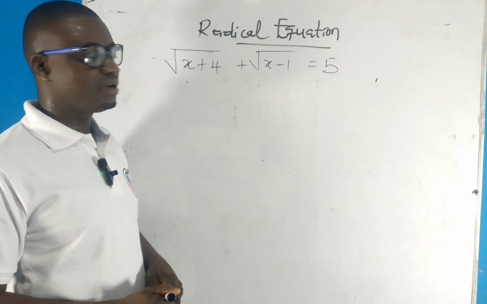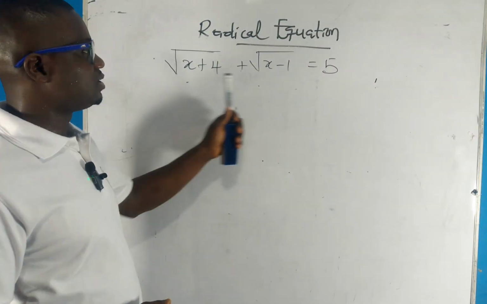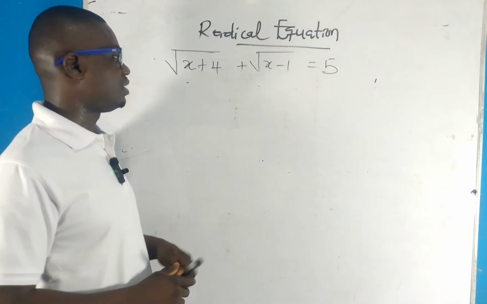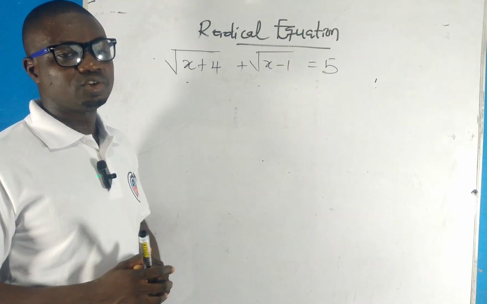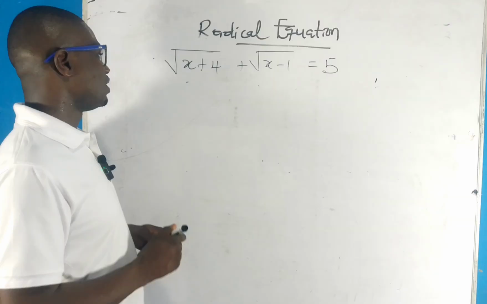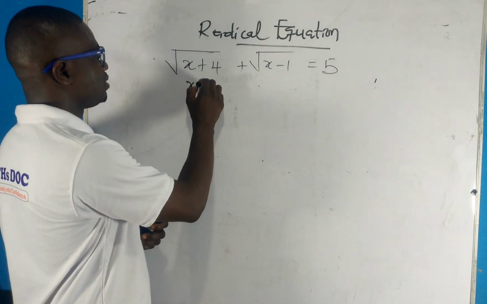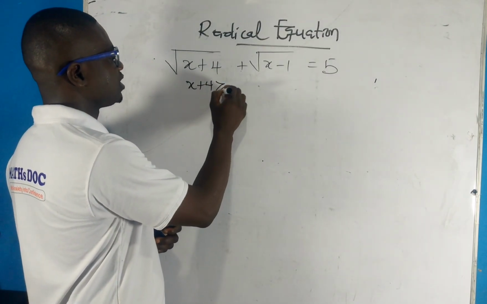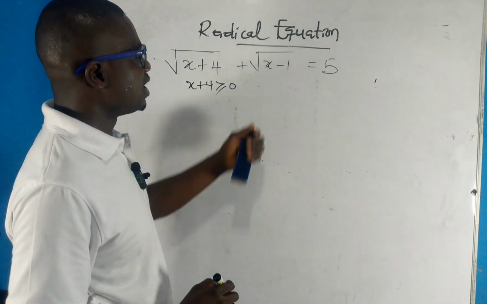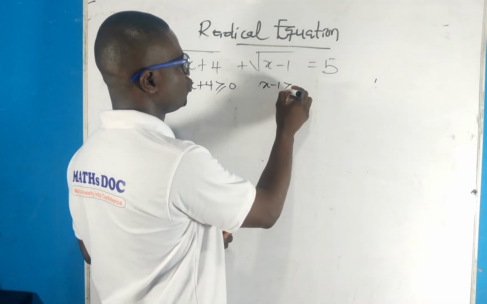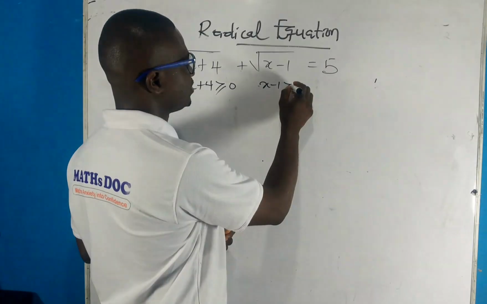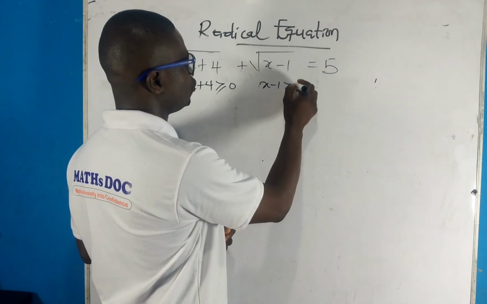Simple radical equation. The first thing is that you need to consider the root sign and then find out that the value under the root sign shouldn't be negative, meaning that x plus 4 should be greater than or equal to 0. And then when you look at this one too, x minus 1 should also be greater than or equal to 0.